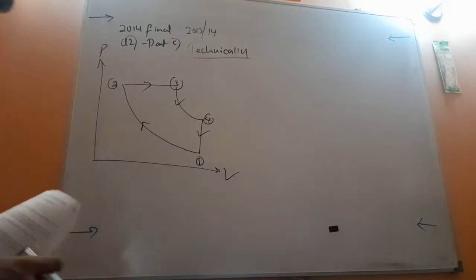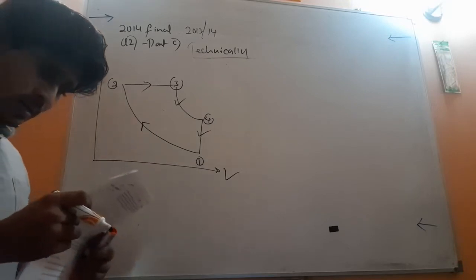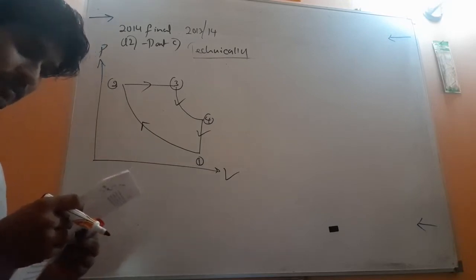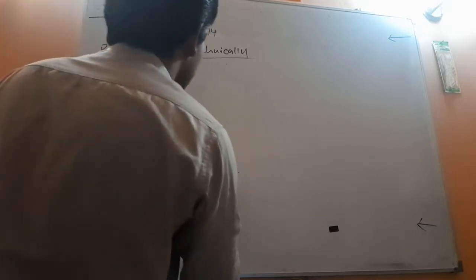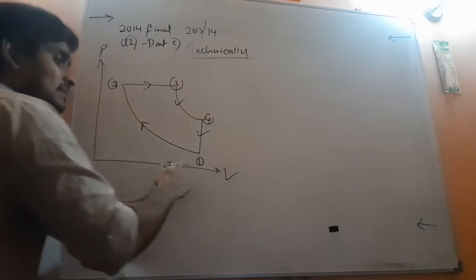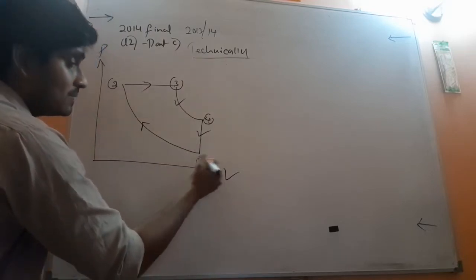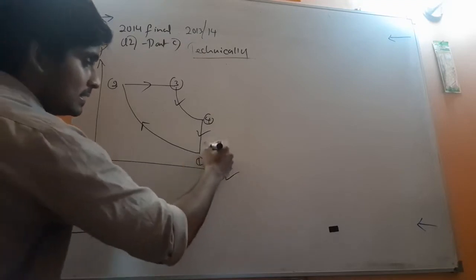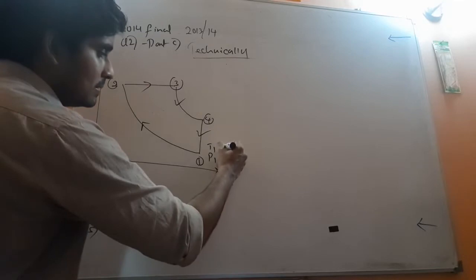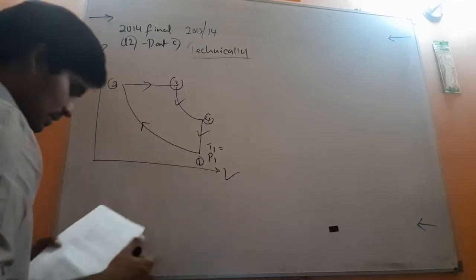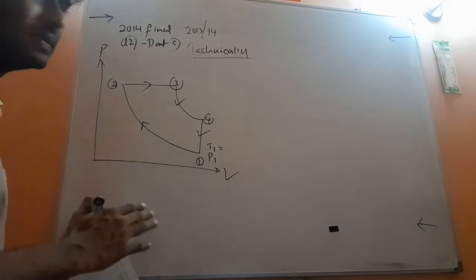Right? Okay. So now let's focus on what data they have given. Air is taken at a temperature of 27 degrees Celsius and pressure 0.1 megapascal. That means inlet conditions. Let's say the conditions for point 1, temperature is T1, pressure is P1. What is T1? At the starting point it is 27 degrees Celsius, but better to keep it in kelvins, right?